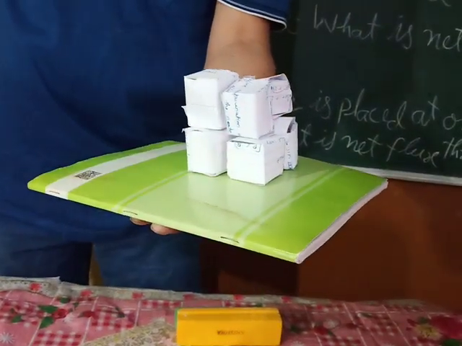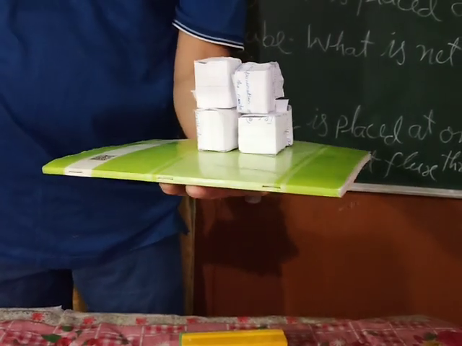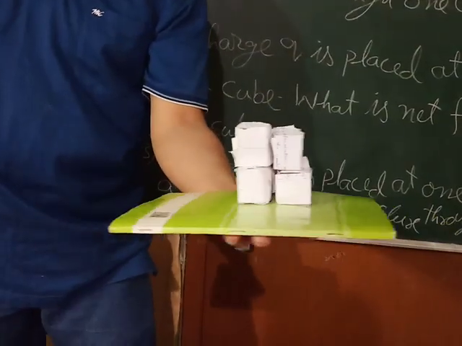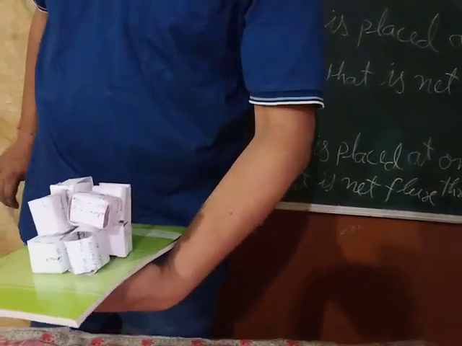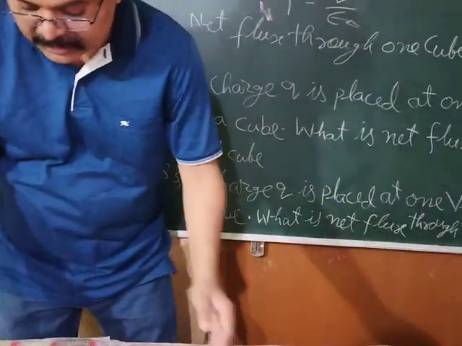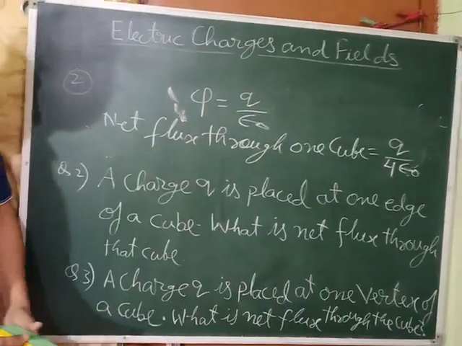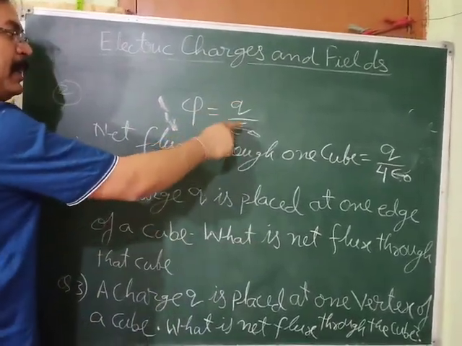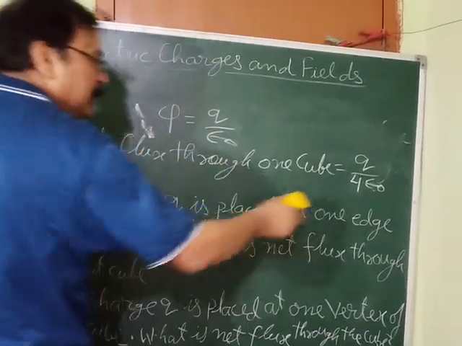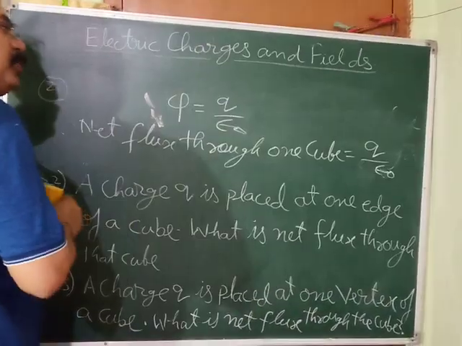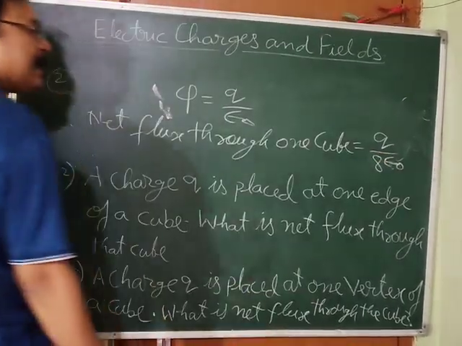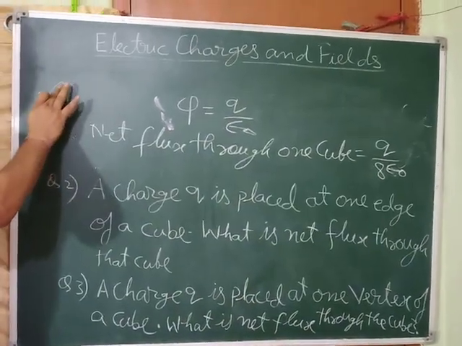So how many cubes have we utilized to enclose this? 4 down and 4 up. Total 8 cubes have been utilized to enclose the charge. You can see this. So through these 8 cubes, according to Gauss theorem, what is the net flux? It will be phi is equal to q by epsilon naught. Okay. So net flux through 1 cube will be how much? How many cubes were there? 8. So through 8 cubes, if it is q by epsilon naught, then through 1 cube it will be q by 8 epsilon naught. Okay. This is the answer of the third question.